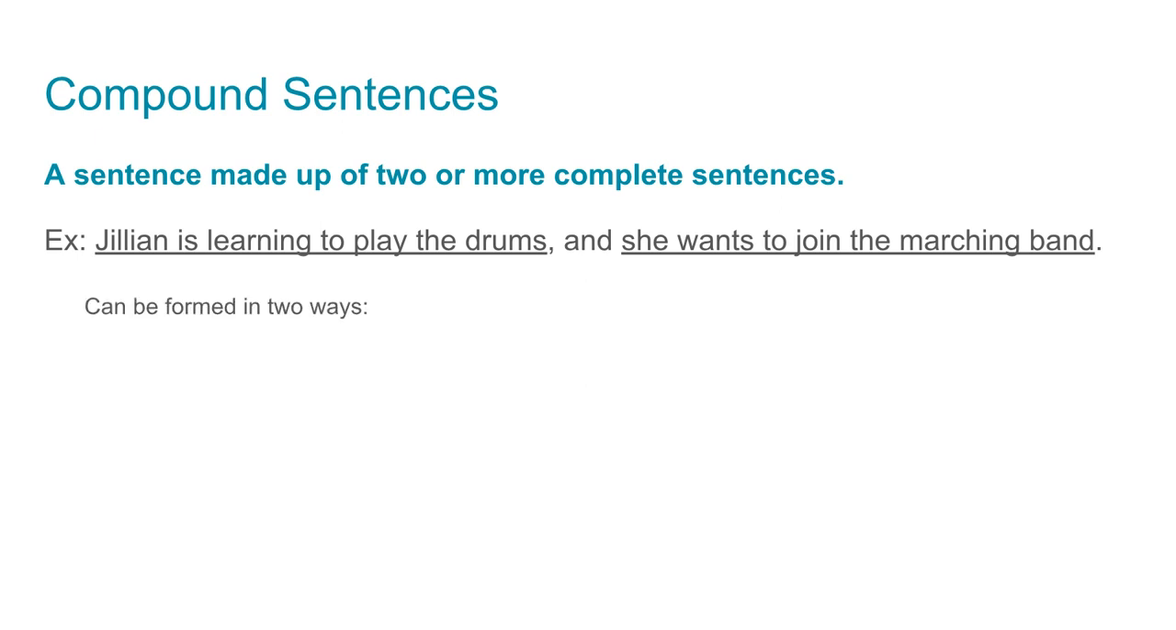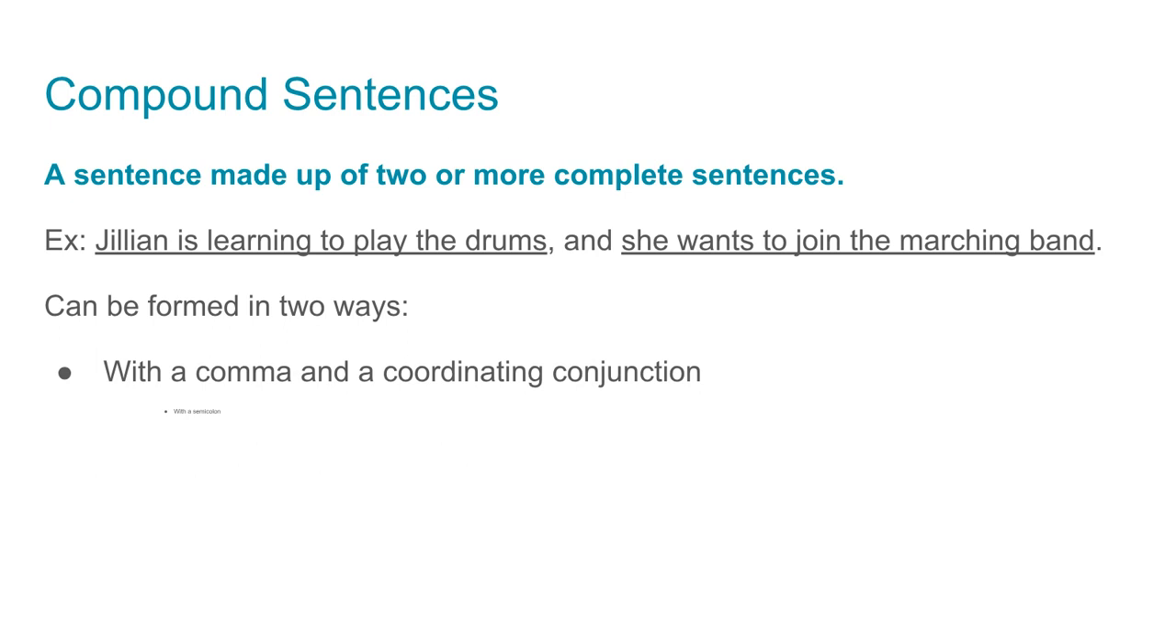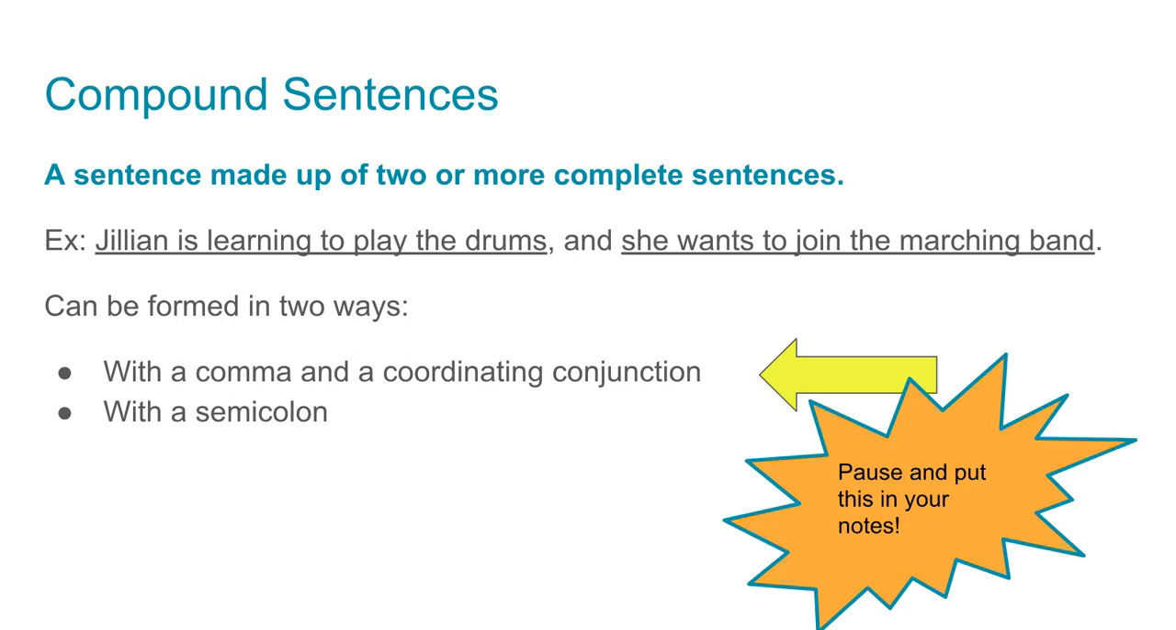We can make compound sentences with a comma and a coordinating conjunction, or with a semicolon, and today we're going to focus on making that with a comma and a coordinating conjunction. So all of our emphasis is going to be how we use commas and conjunctions to make compound sentences. Make sure you pause and put all of this in your notes.